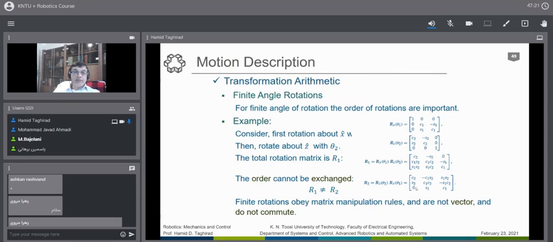What about screw axis? Ali Jan? Can you contribute, Ali?